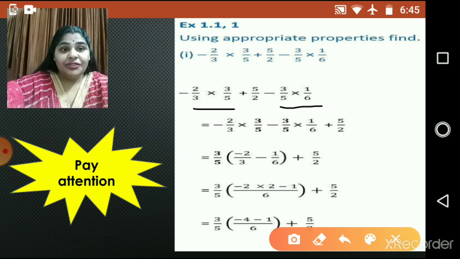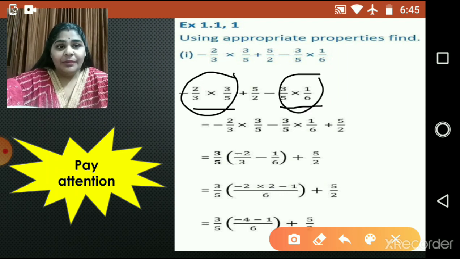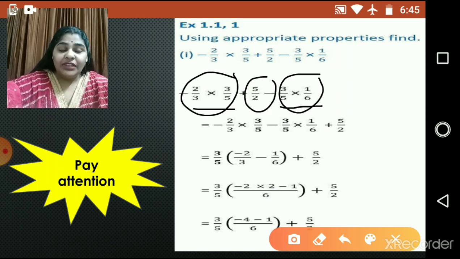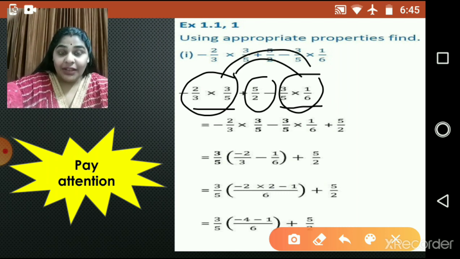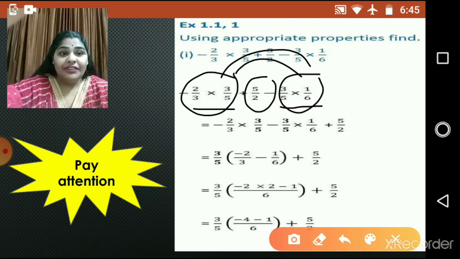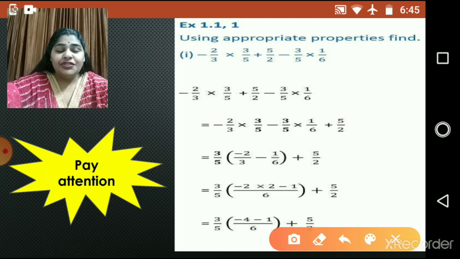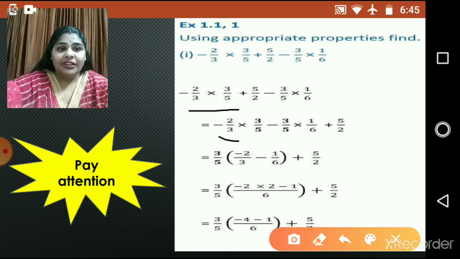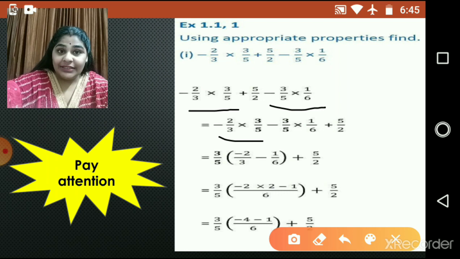So what we are going to do is, this we take as one term, this as the second term, and this as the third term. Now we know that in multiplication we can interchange. Yes, so that is using the commutative property. So what I have done here is, you can see -2 upon 3 multiplied by 3 upon 5 as it is, and this -3 upon 5 into 1 upon 6 I have brought here, that is, I have rearranged these terms, right?